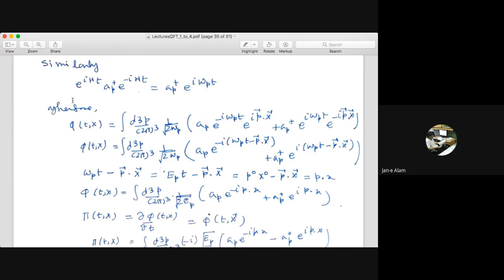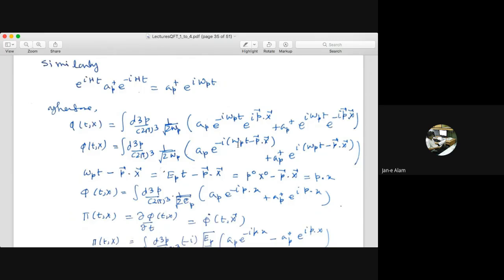Now, therefore, this phi(t, x) was my integral d cubed p by 2 pi cubed, 1 by 2 omega_p, and I had A_p e to the minus i p dot x. Now, because of this time dependence, I have e to the minus i omega_p t. So now I have the full time dependence of the field operator phi, and A_p dagger was e to the i omega_p t. Now I can combine this, as e to the minus i (omega_p t minus p dot x). A couple of minutes ago, I discussed that e to the i p dot x is equal to p0 x0 minus p dot x.